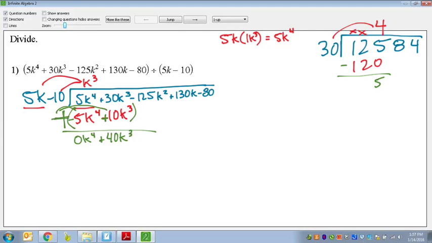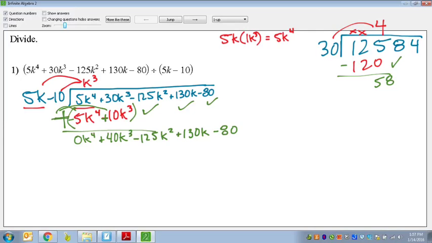And what do we do after that? So the 5's there. We need to check down an 8, right? Because 30 can go in the 58. We do the same thing here. We check down the negative 125k squared. And we can just check down everything else just to make sure we don't lose track. And check down minus 80. Okay, and the process continues.